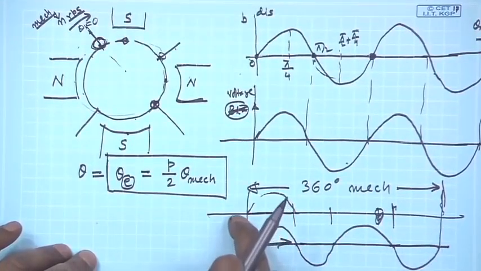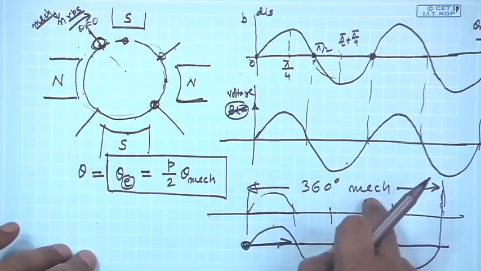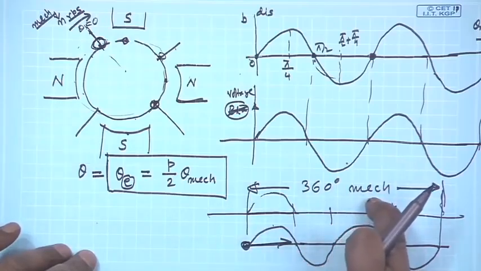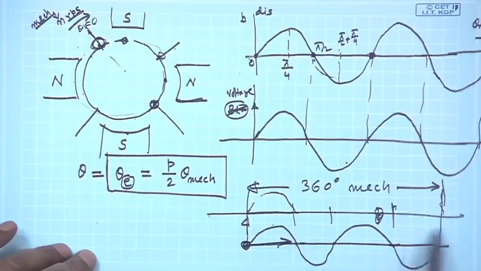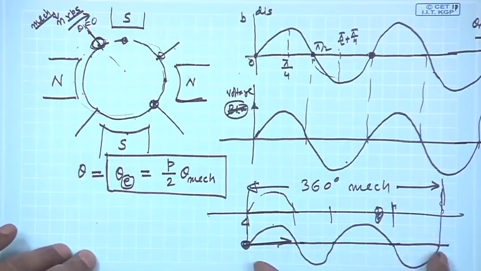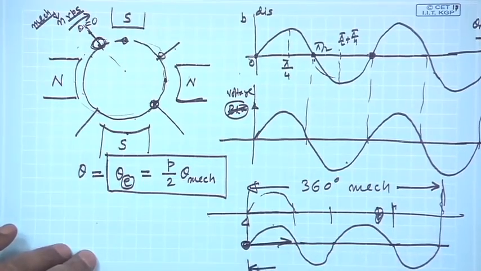So, as the conductor moves by 360-degree mechanical, the electrical voltage that you will get has made 2 cycles, that is 720-degree. So, this angle is 2 into 360-degree electrical.